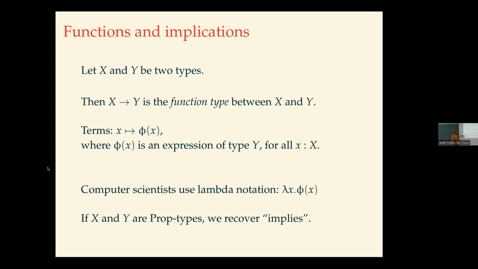And the nice thing is, if X and Y are not data types but prop types, then a function from X to Y, so now maybe we should call them P and Q. So what is a function from P to Q? Well, it's a thing that takes a proof of P and returns a proof of Q. And so we recover implication between propositions. Because implication is just a function that turns proofs of one thing into proofs of another.